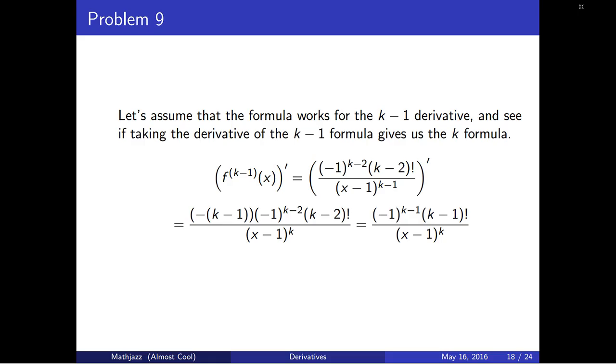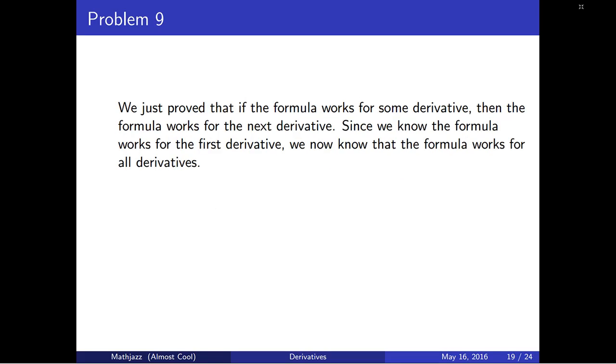Since the power was k minus 1, we're multiplying by k minus 1, which increases our k minus 2 factorial to a k minus 1 factorial. And the power goes down by 1, so k minus 1 is a negative power, and going down from it gives us k. So using the power rule and the chain rule, we see that the derivative of our k minus 1 formula is negative 1 to the k minus 1 times k minus 1 factorial over x minus 1 to the k. And now we check: is this the formula when we plug k into the formula? And it in fact is.